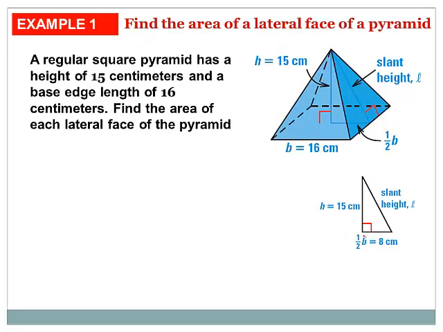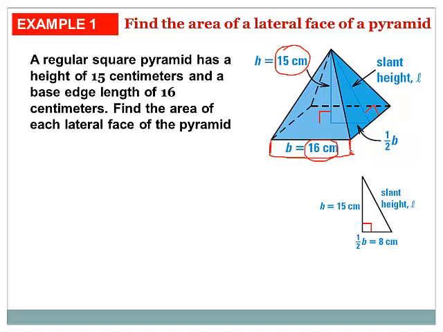Alright, example 1. Find the area of a lateral face of a pyramid. It says that a regular square pyramid has a height of 15 centimeters and a base edge length of 16 centimeters. Find the area of each lateral face of the pyramid. Okay, so when we look at this, we're given the height. It's right here, it's 15. We are given the base, so the entire base length. So it goes from here all the way to here. That's the entire base length.